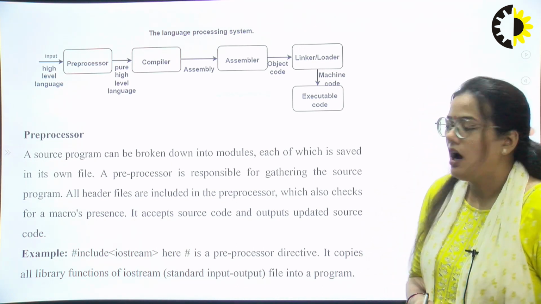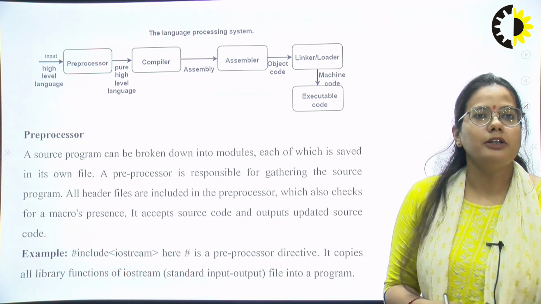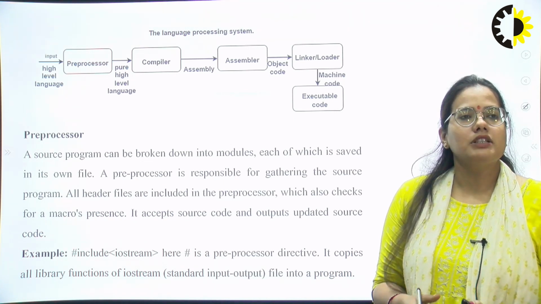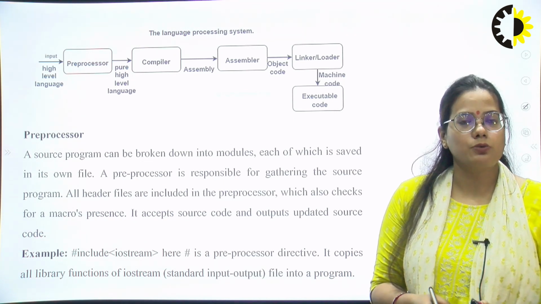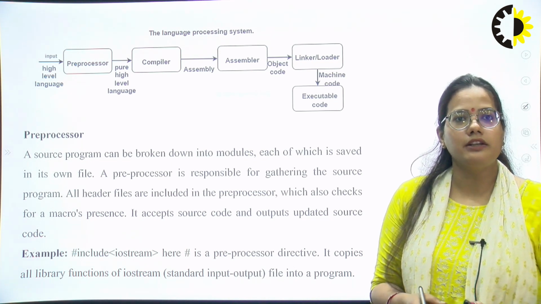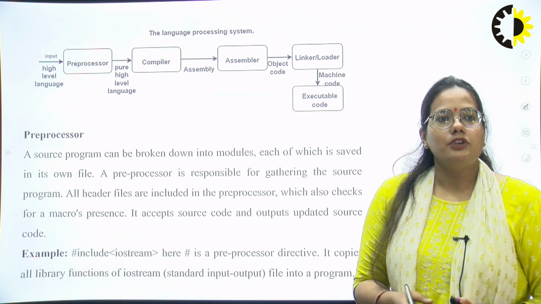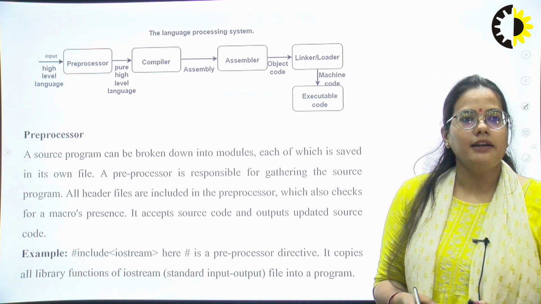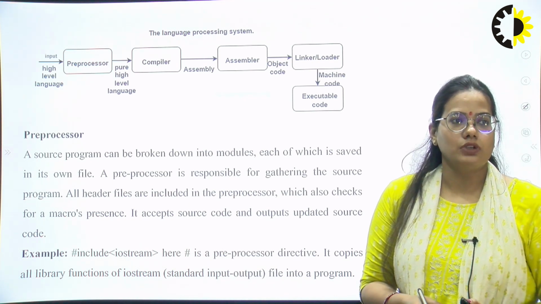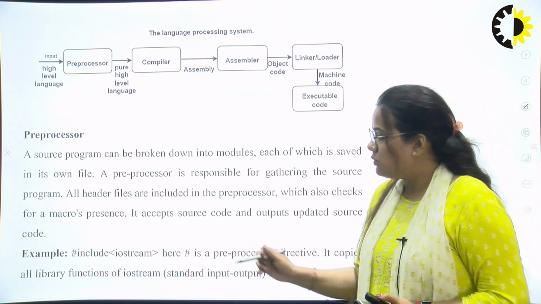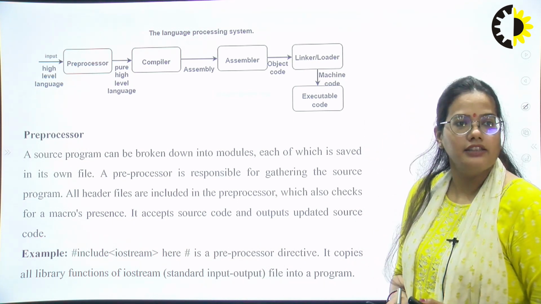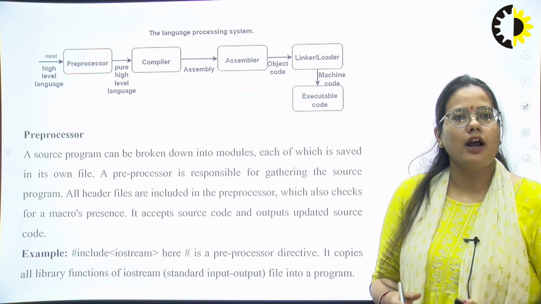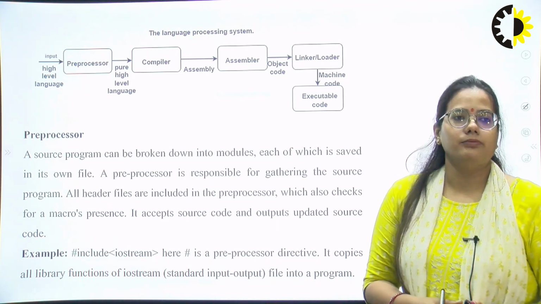Now, preprocessor. Our source program can be broken down into modules, each of which is saved in its own file. Our preprocessor is responsible for gathering the source program. All header files are included in the preprocessor, which also checks for macros. It accepts source code and outputs updated source code. This is the example: hash include iostream. Here hash is a preprocessor directive. It copies all library functions of the iostream file into the program.